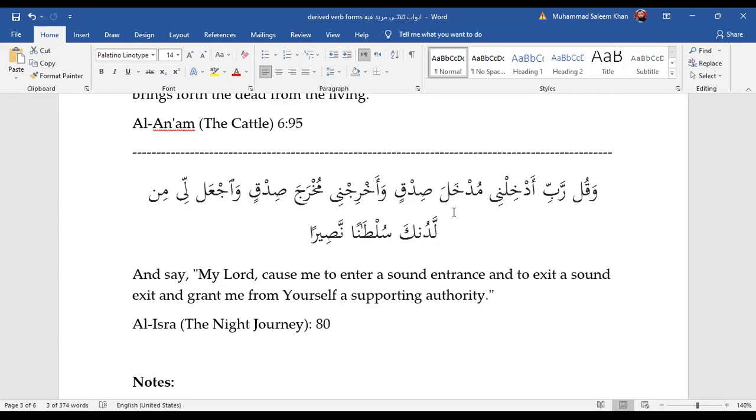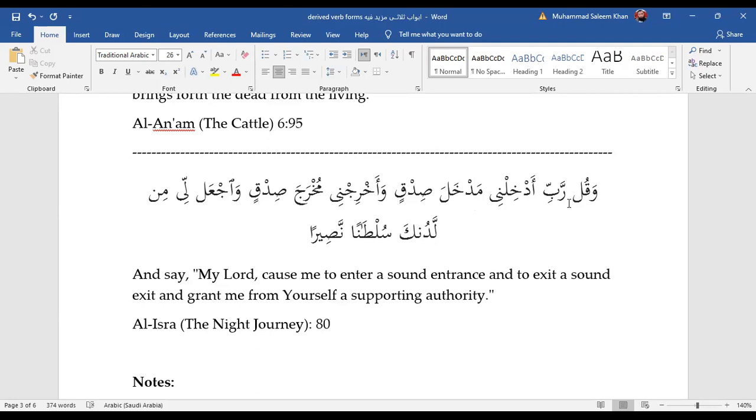Did you get it? Yes, sir. So if I change it to madkhal, let's say if we remove the dhamma and change it to fatha, it is the place of entrance, but this is the place of entrance for the triliteral forms of the verb, or the base form of the verb that is made from 3 root letters.